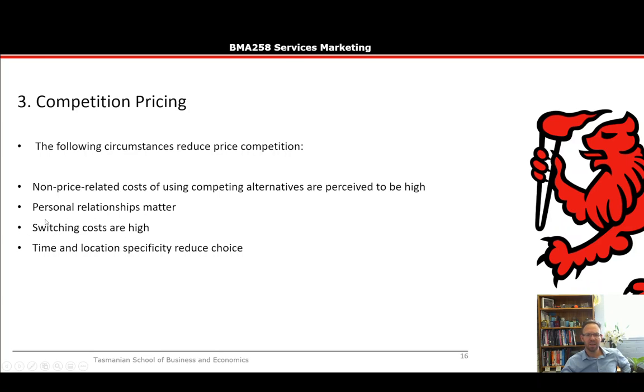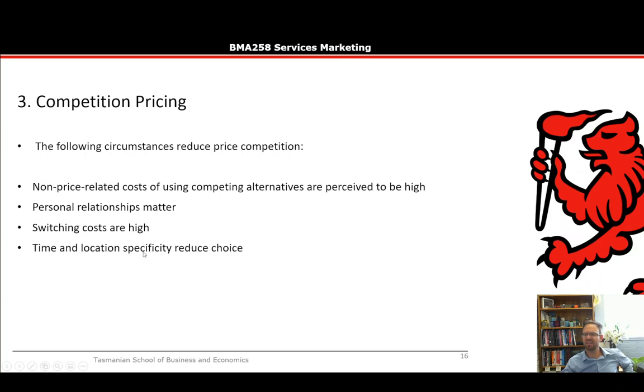Switching costs are higher, so sticking with the bank thing. For me to change my mortgage from one bank to another bank, I just don't want to think about having to go through and signing all the mortgage documents again. It's just more admin work in my life that I do not want to deal with right now. So the switching costs are high.